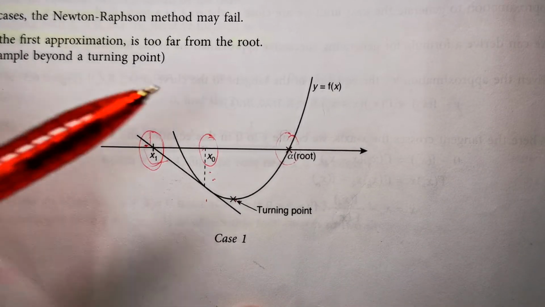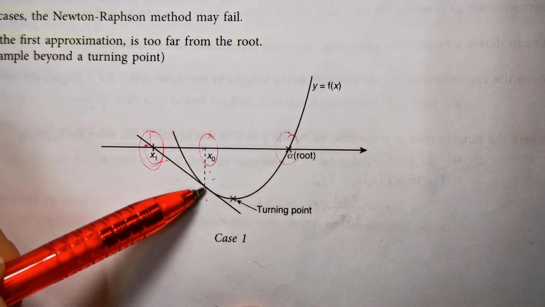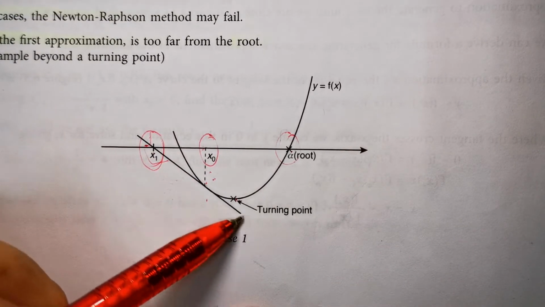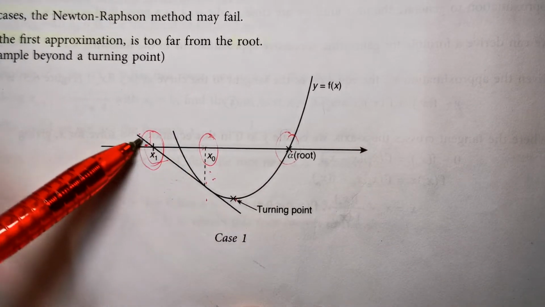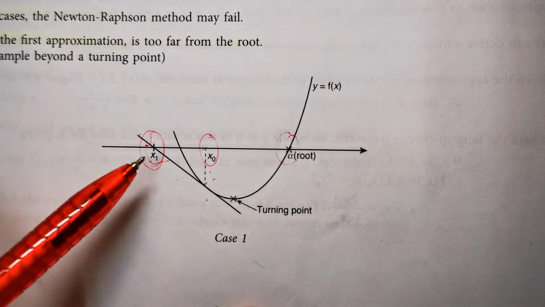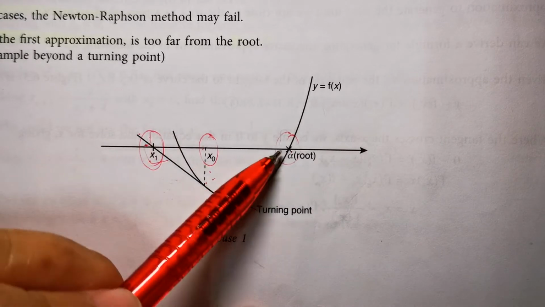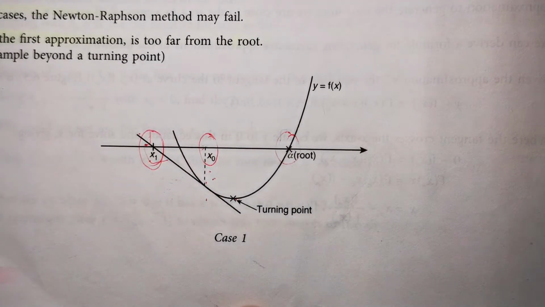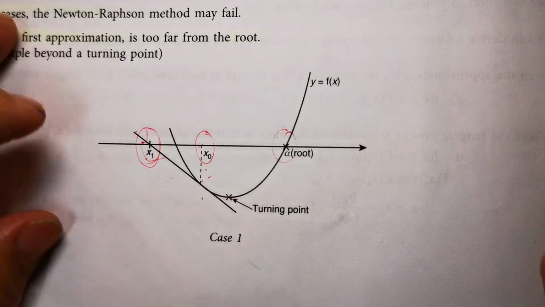What failed? You see, this is x naught. We choose a point here, then we draw a tangent. The tangent cuts the x-axis again here. This is the next approximate value of x that we got, and it is actually further and further from the actual root. So this is the meaning of the first criterion.